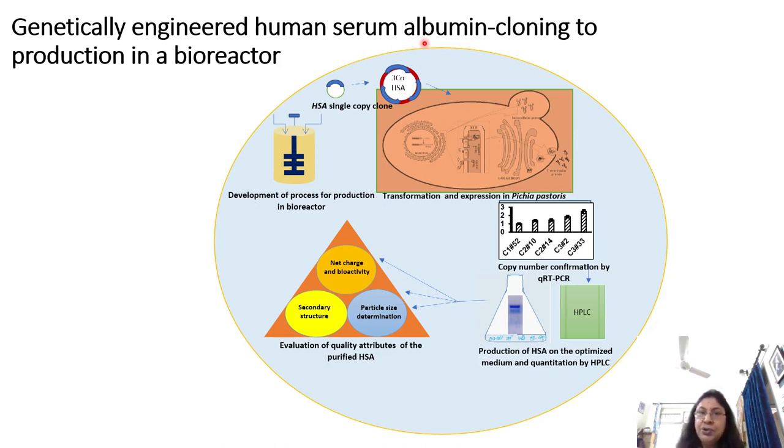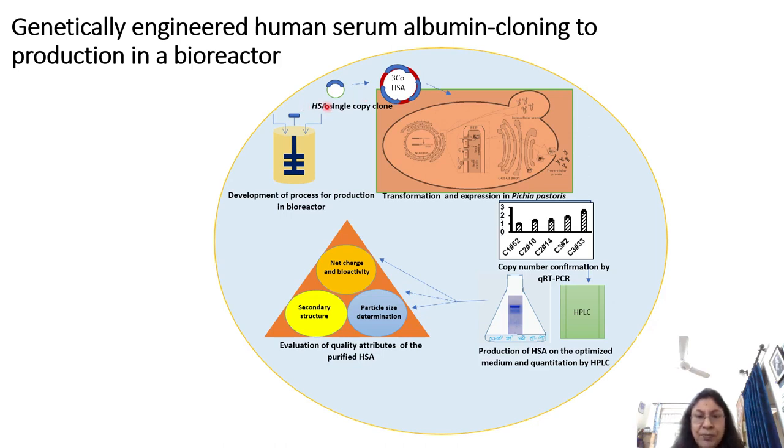Once you have created a recombinant host, the second stage is to overproduce that protein. The expression platform which you are going to use has to be cultivated in a bioreactor so that large quantities of that protein can be obtained. In this particular case, again, it is a recombinant plasmid, and the blue arc which you see is the single copy of the gene which is going to code for human serum albumin.